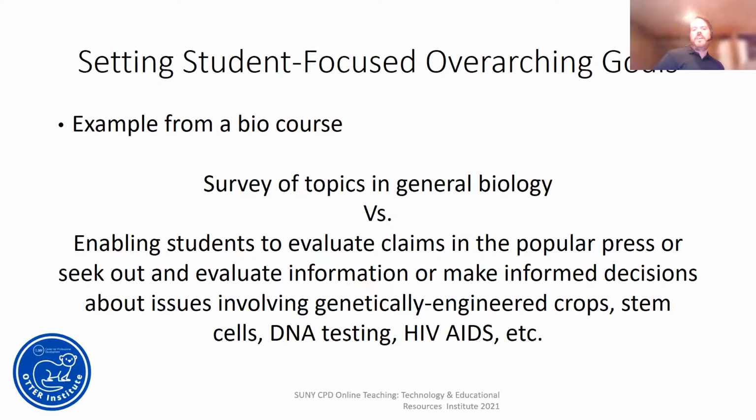Biology, how you might write a student-focused overarching goal in biology rather than just surveying topics. All right, so being able to evaluate claims in the popular press, say if it's a course for non-majors, right? We all believe that that's an important goal, right? Or seek out, evaluate information and make informed decisions about issues involving genetically engineered crops. So you see there's this relevance to student-focused overarching goals that may be missing in a more simple content coverage type of goal.